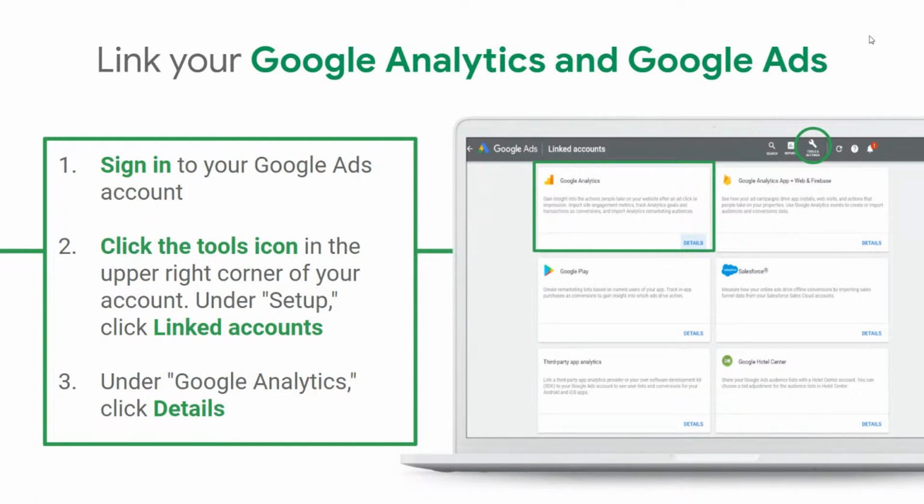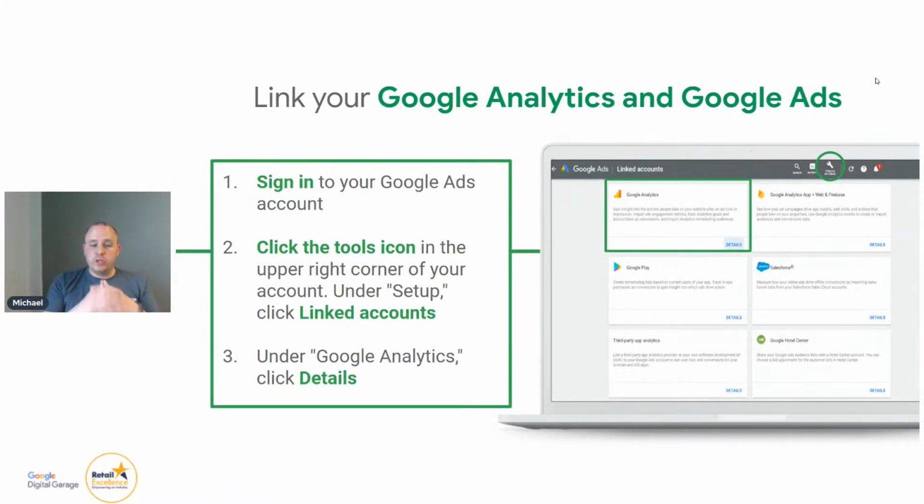You can sign into your Google Ads account, click on the tools icon in the top corner, and under setup, click on linked accounts. Then under Google Analytics, just hit details, and it'll ask you which property you actually want to bring in. To link Google Ads and Analytics, you will need administrative access to both the Google Ads and the Analytics account. Same for unlinking an existing Google Ads account, you will again need administrative access. Additionally, only Google Ads accounts are eligible for linking with Analytics properties.